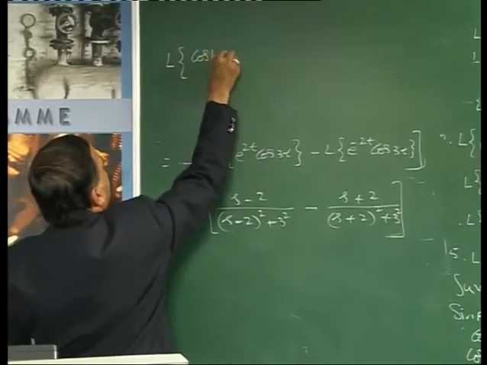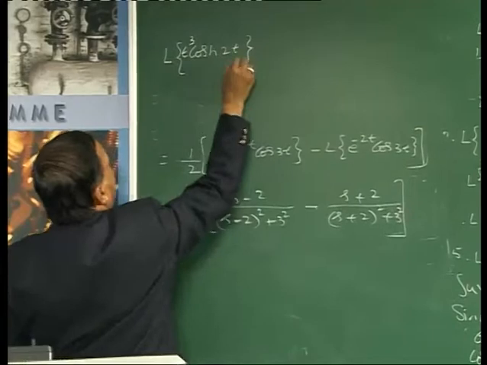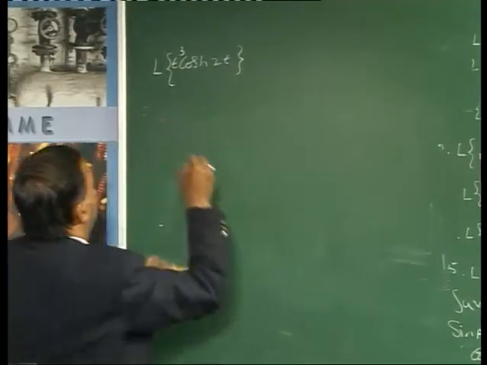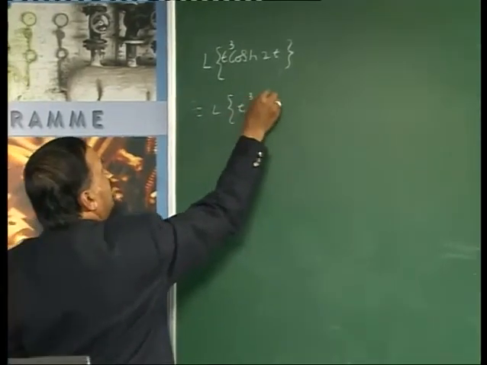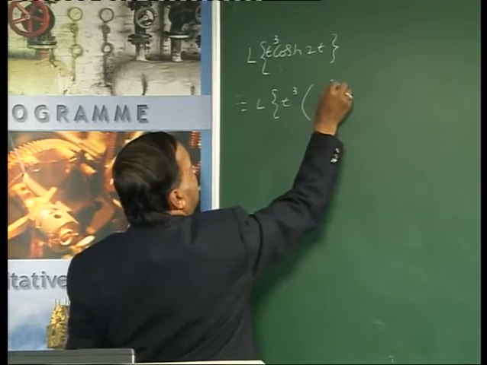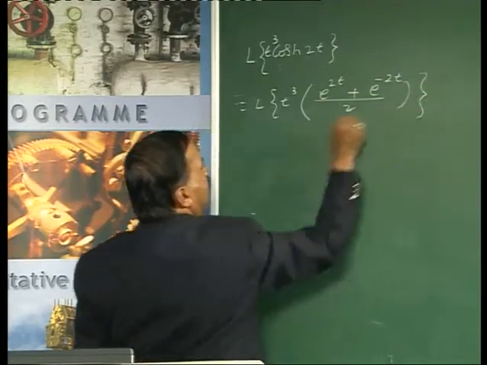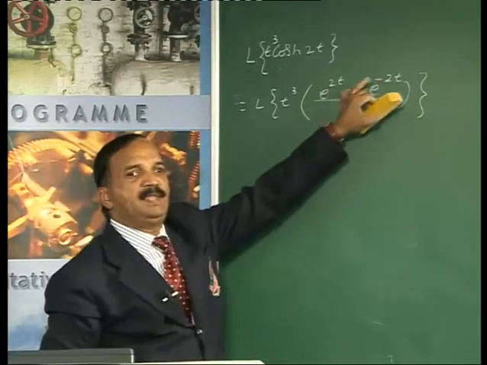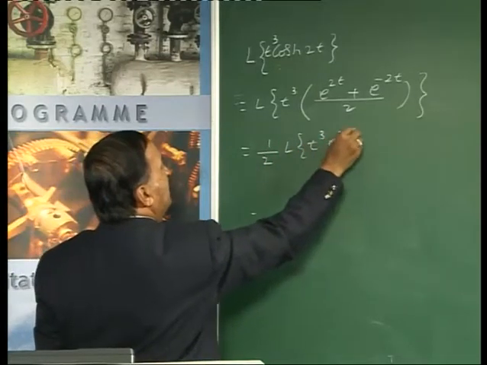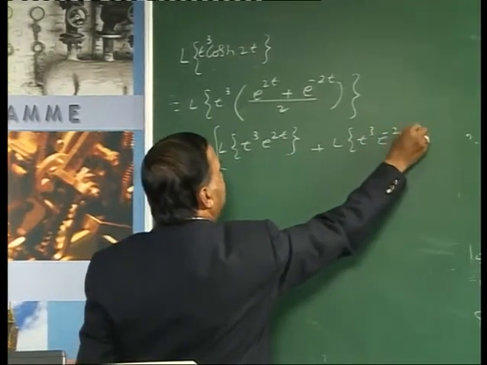Find L of cos hyperbolic 2t into t cube. Find L of t cube into cos hyperbolic 2t. That is equal to L of t cube into, we know cos hyperbolic theta is e to the power of theta plus e to the power of minus theta divided by 2. Multiply, that is 1 by 2 into L of t cube e to the power of 2t plus L of t cube e to the power of minus 2t.